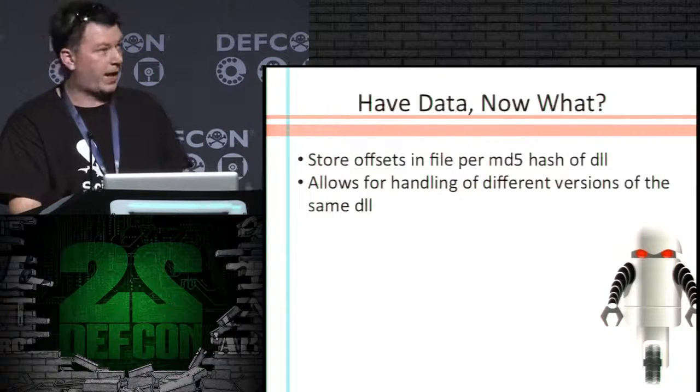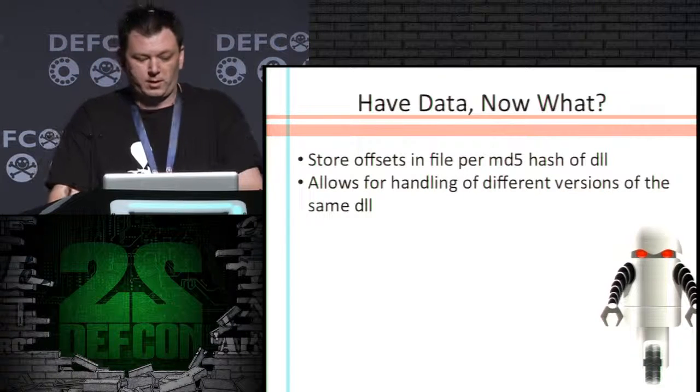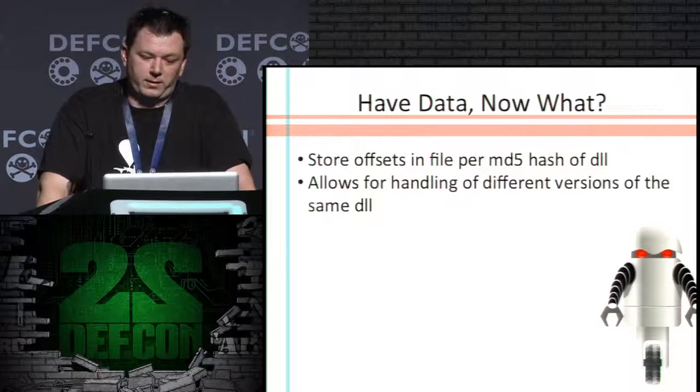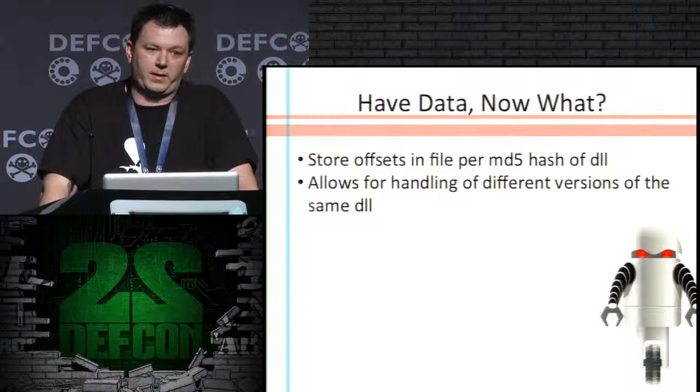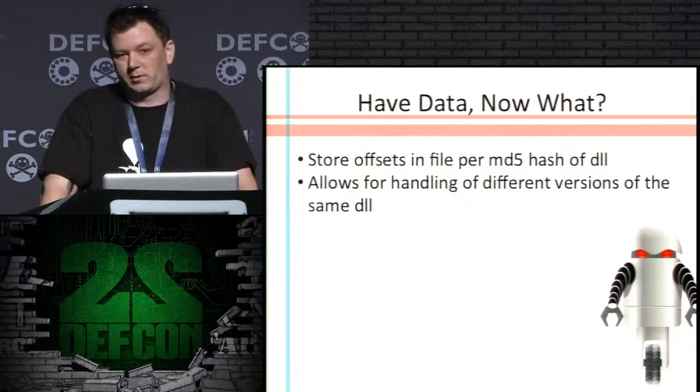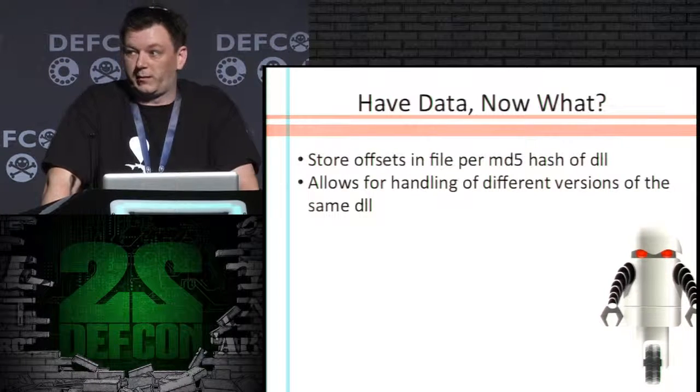So now that we have the data, what do we do with it? I store all of them per DLL, and I store them by the MD5 hash. This is because DLLs can have different versions and I need to be able to account for that.